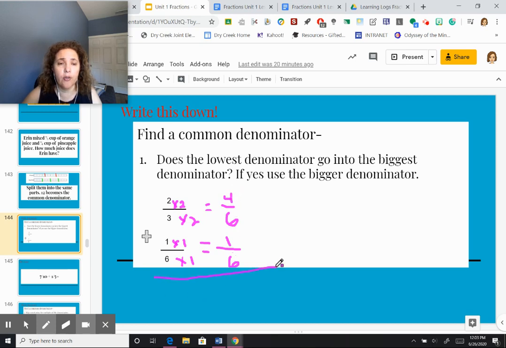Now I know how to do this, right? 4 plus 1 is 5, 5/6. So that's one way to do these. The only drawback with this is that the lowest denominator doesn't always go into the biggest denominator. Always check that first because you want to find the lowest common denominator. So always check: does 3 go into 6? No. So find the lowest. Does it go into the other one? If not, we're going to have to find another way. Okay, so let's look at another way to do these.